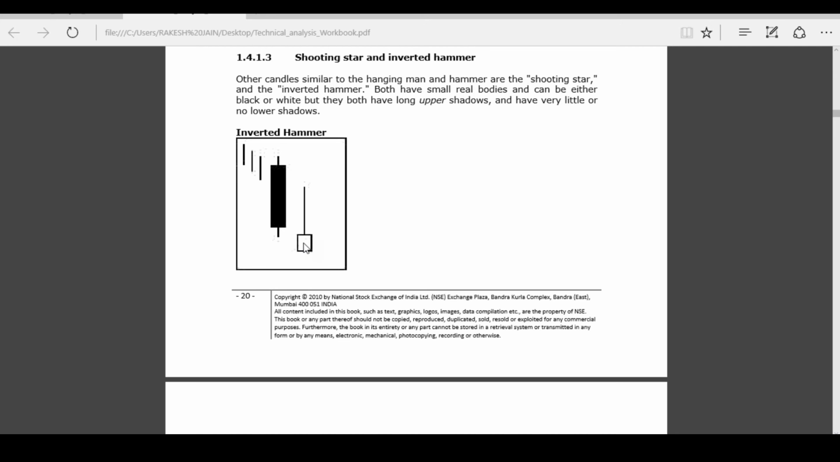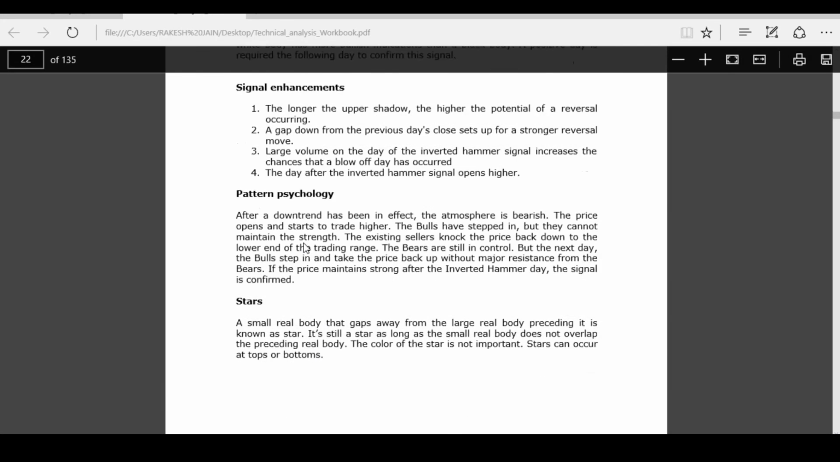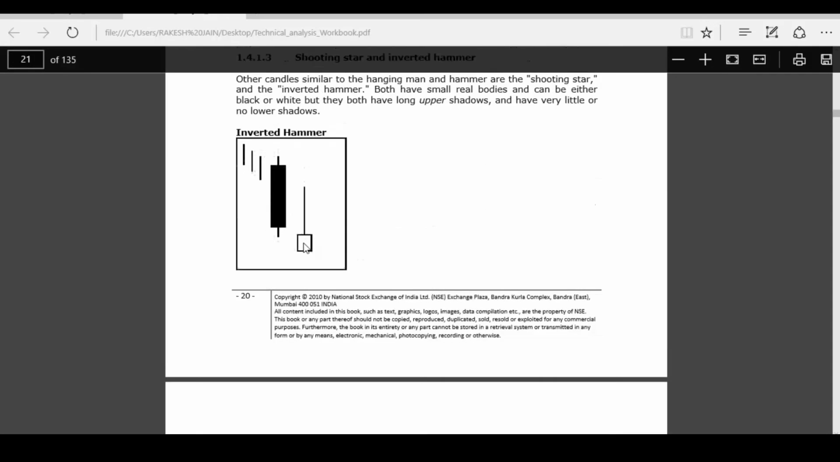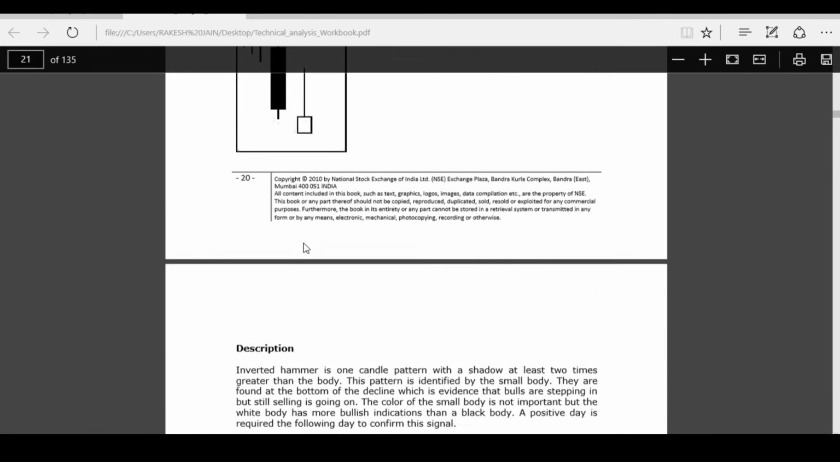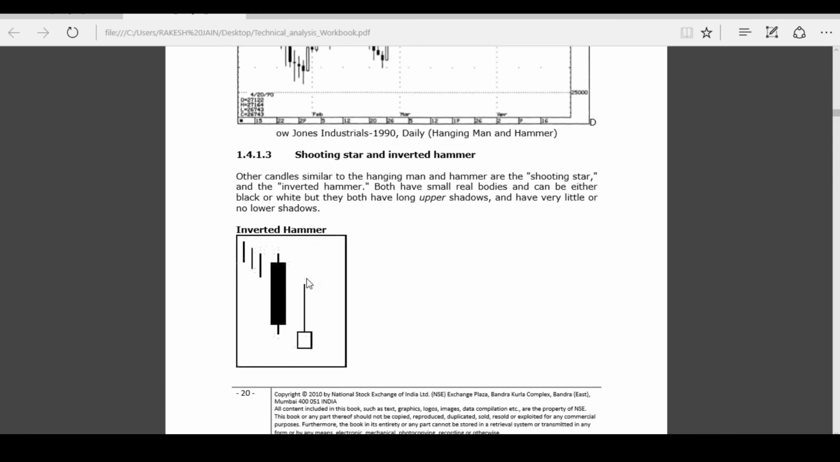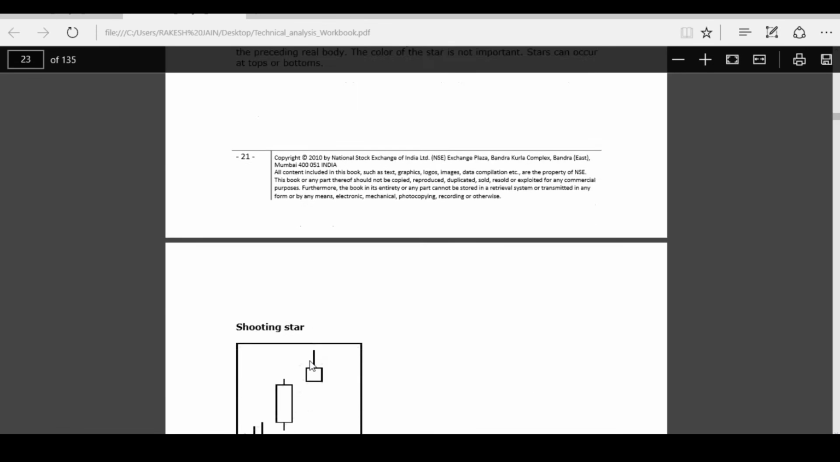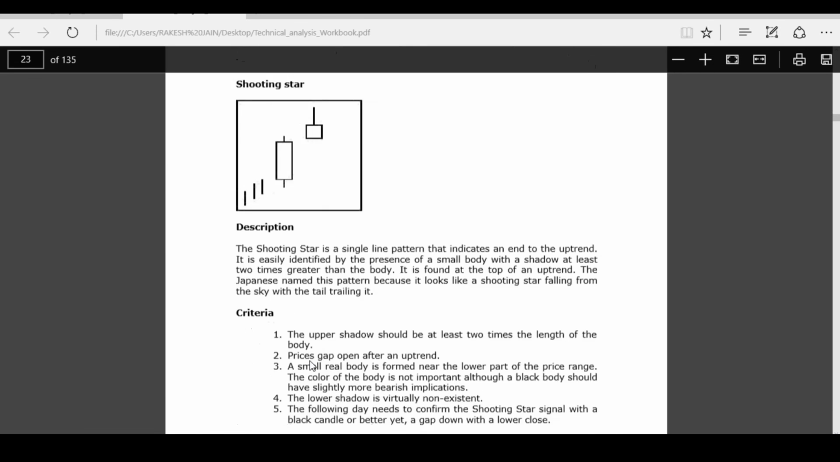Okay. Now let's understand the inverted hammer. Just like the hammer we saw, let's understand the opposite shape of that hammer. This is called an inverted hammer. What is the criteria of an inverted hammer? It has a small real body on the lower side of the candle. In a hammer, it was on the upper side of the candle, but here it's on the lower side.